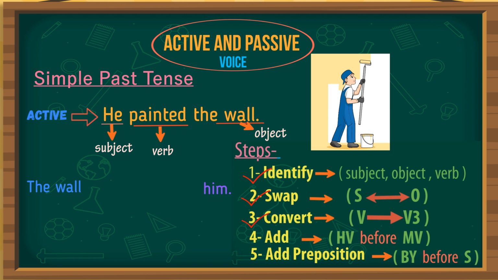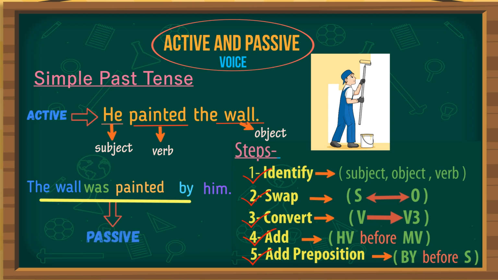Then we keep the verb in its past form. Painted remains the same. Next, we add a helping verb of to be. In this case, was is added before the verb. Finally, we complete the sentence with by before the subject. So, putting it all together, the passive voice sentence becomes: the wall was painted by him.